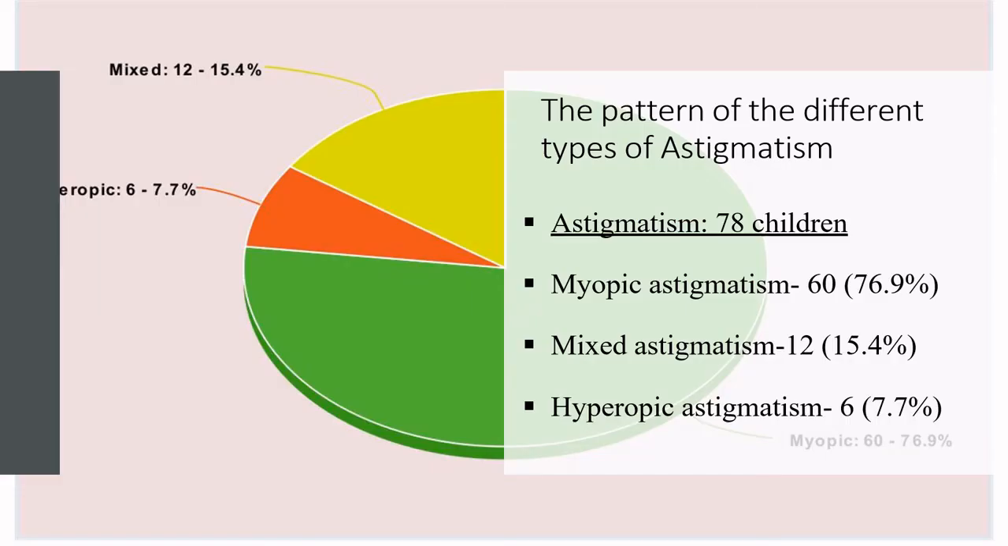Among the children who presented with refractive errors, boys were 113 and girls were 77. There were no statistically significant differences among the different types of refractive errors in the boys and girls. Astigmatism was found in 78 children. Myopic astigmatism was more preponderant than mixed astigmatism and hyperopic astigmatism.